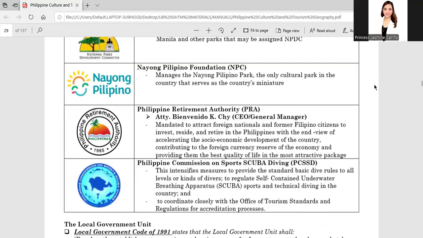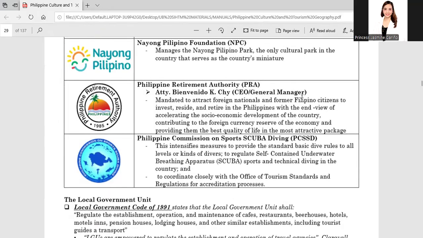All right, so we also have the NPC, or the Nayong Pilipino Foundation. So do not be confused, class. It's not NPF, it's NPC. And it manages the Nayong Pilipino Park, which is the only cultural park in the country that serves as the country's miniature. So again, the only cultural park in the Philippines is the Nayong Pilipino Park.